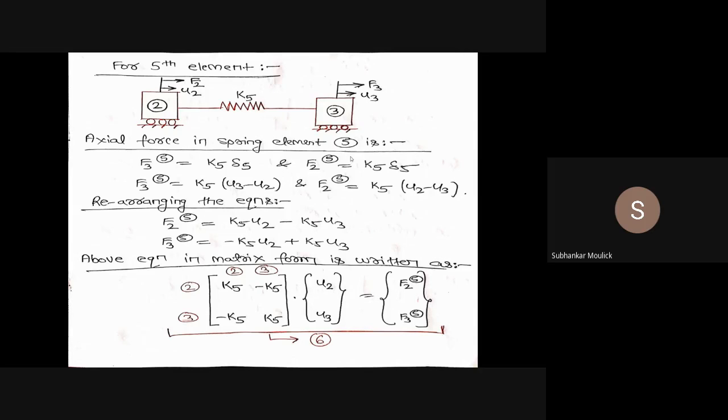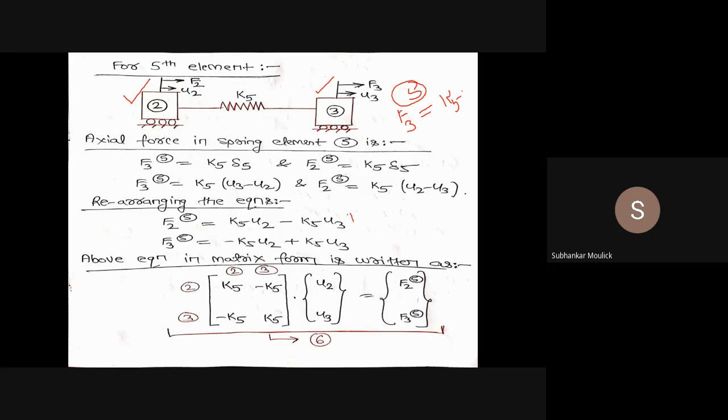Fine. So the governing algebraic equation becomes F is equal to K into delta. If I talk about nodal point 3, how can I write it? F3 acting on the fifth element is equal to K5 into delta 5, and since this node has a greater value compared to this node, delta 5 will be U3 minus U2. So F3 of 5 is equal to K5 (U3 minus U2).